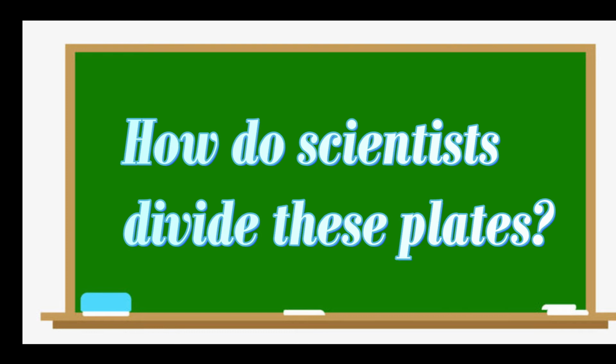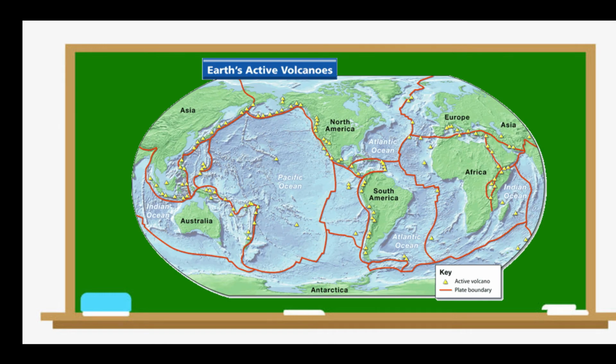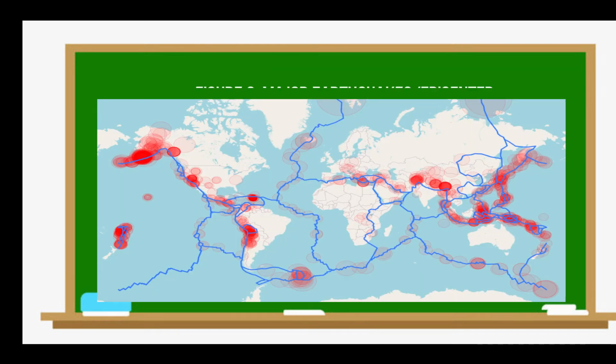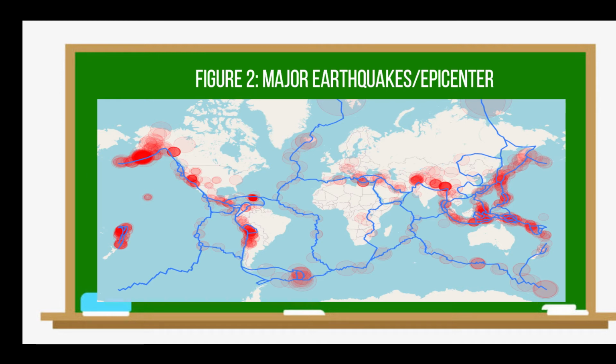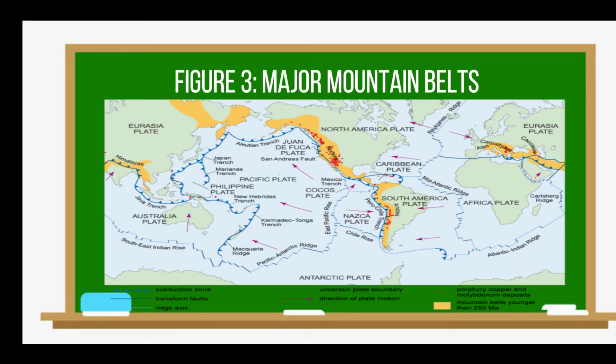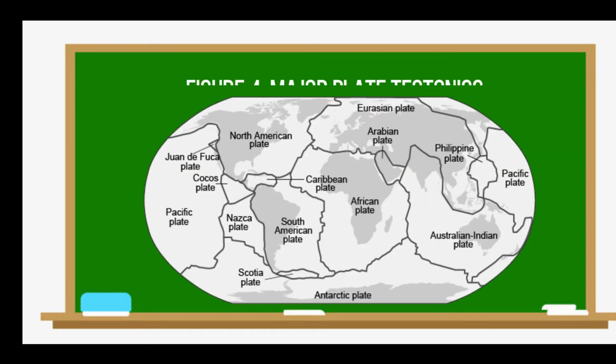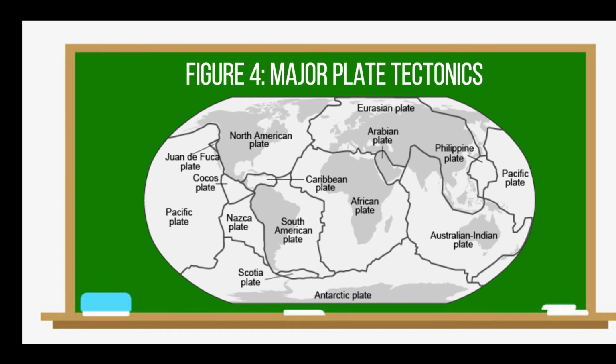How do scientists divide these plates? Let us examine the following maps. Figure 1 shows the distribution of major active volcanoes. Figure 2 shows the distribution of major earthquakes or epicenter. Figure 3 shows the distribution of major mountain belts of the world. And Figure 4 shows the distribution of major plate tectonics.